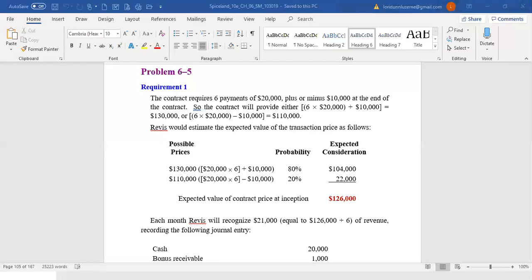Hi everyone, we're now going to look at two of the practice problems in chapter 6, problem 6.5 and problem 6.10.